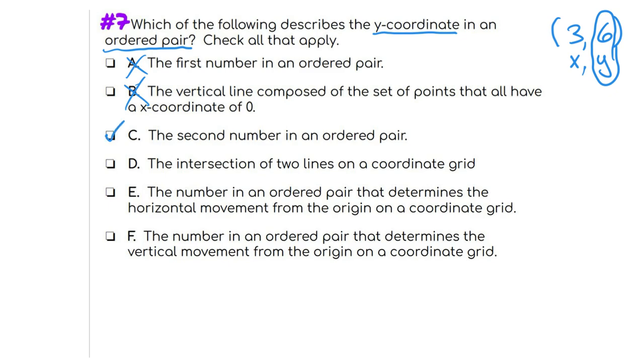D, the intersection of two lines on a coordinate grid. Now, that would be like the whole ordered pair, because that's telling us to go where 3 and 6 intersect. That's not talking about just the 6.